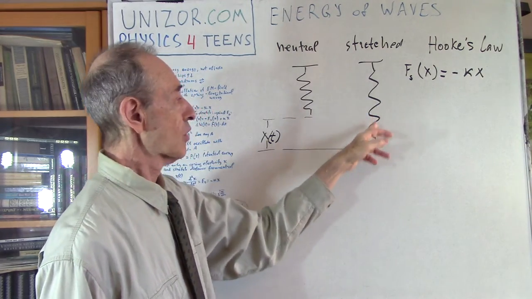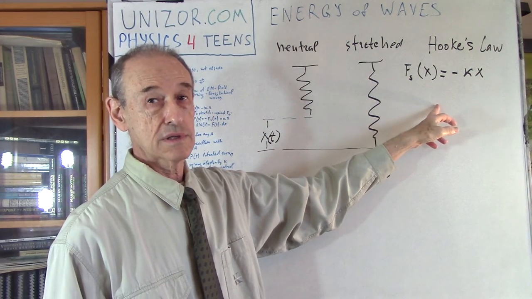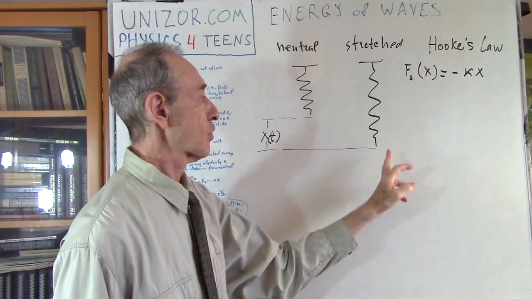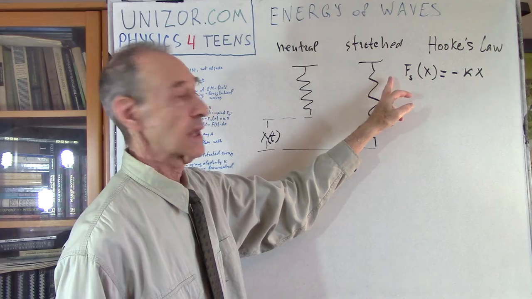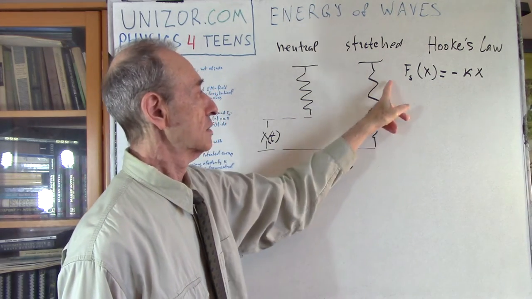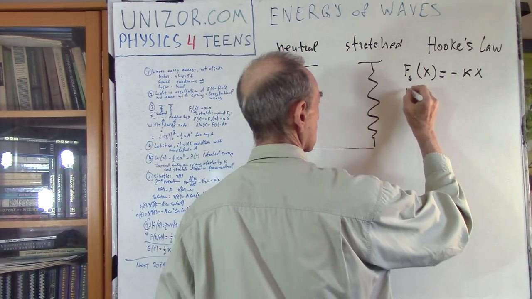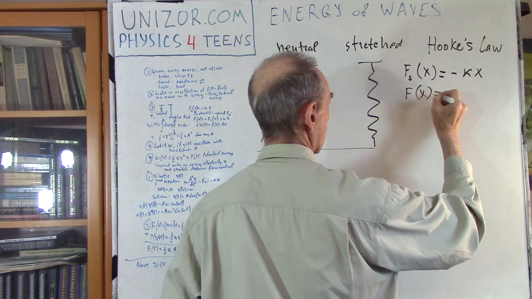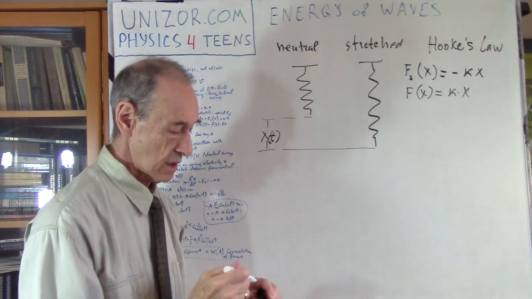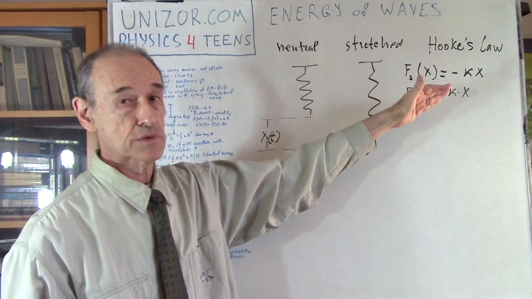So the more we stretch, the stronger the spring force which resists us. Spring force is directed against our movement. That's why there is a minus sign. So the spring force is this way, and we are stretching. That's our force in this direction. Obviously, they're opposite, so I have to overcome the spring's resistance.